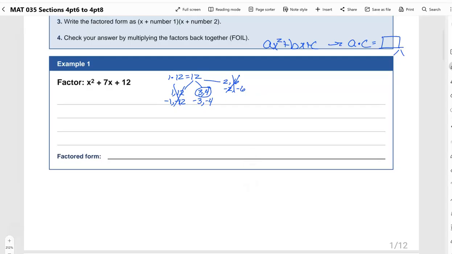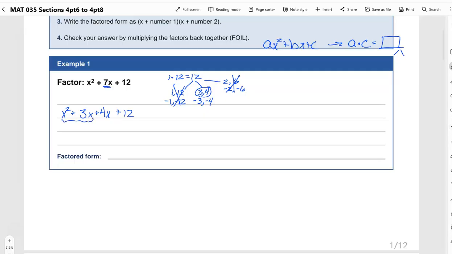So you're only going to have one option when you look at all the factors, which one's going to add to this middle term. The more you do this, the more quickly you're going to be able to find that. Then our next step is going to be the rewrite. We're going to rewrite that 7x as 3x plus 4x. So I didn't change the problem. I just wrote that middle term, the 7x, differently. And the reason we do that is so we can factor by grouping.